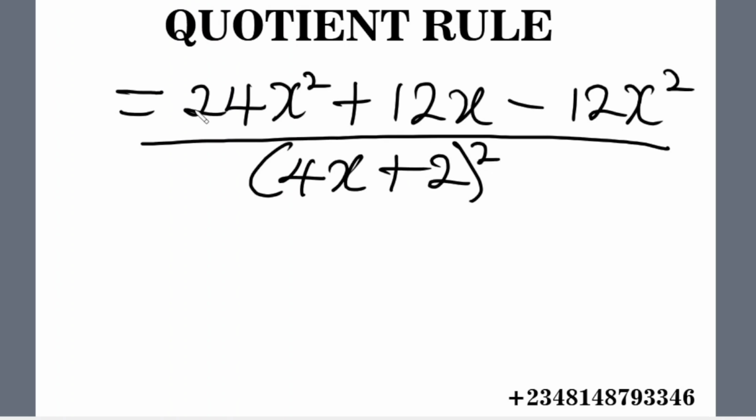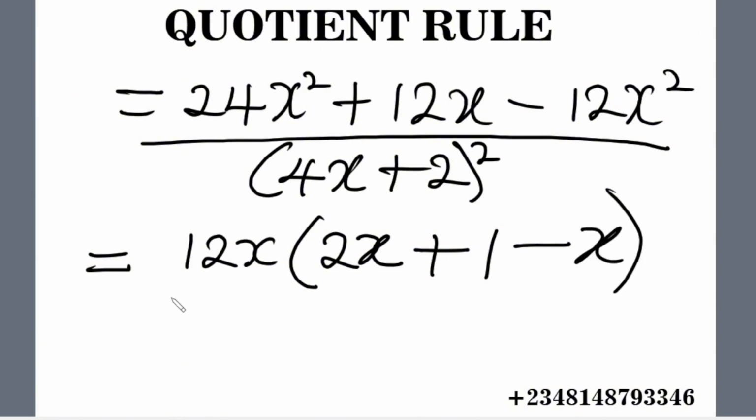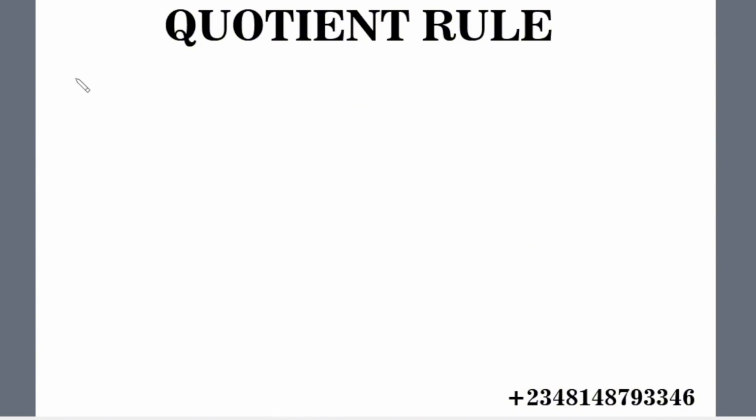Now let's factorize the numerator. We have 12 common here, so we bring out 12. x is also common here, so we attach x. Open bracket. 12 into 24 is 2. x into x squared, we are left with x, plus 12x into 12x is 1, minus 12x into 12x squared, we are left with x, close bracket, all over 4x plus 2 all squared. Now let's take another example.